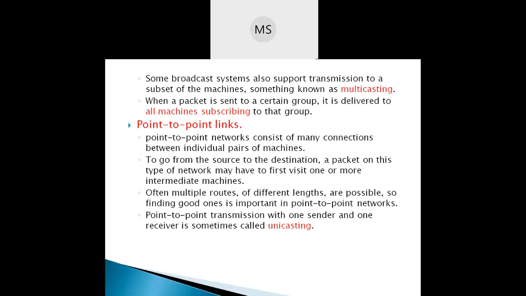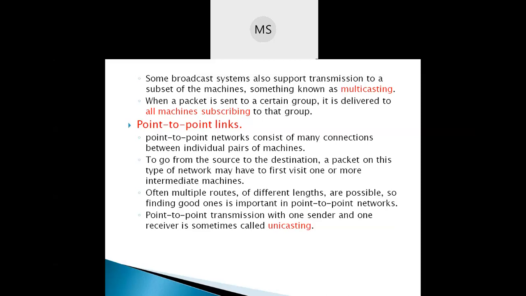So to go from the source to destination, a packet on this type of network may have to first visit one or more intermediate machines. When sending a packet from one place to another, the point-to-point link has to cross some intermediate machines. Often there may be multiple routes of different lengths, so finding a good one is important. Finding the best route is important in point-to-point networks.